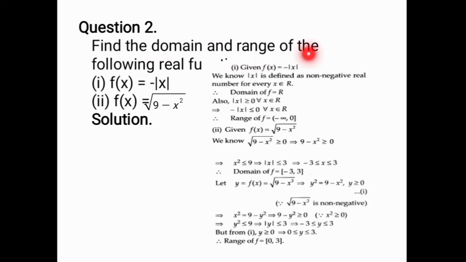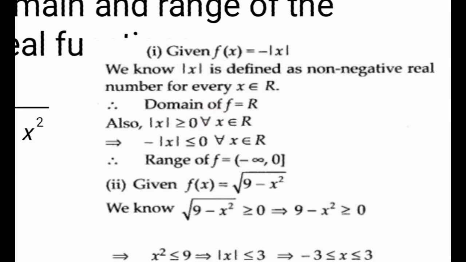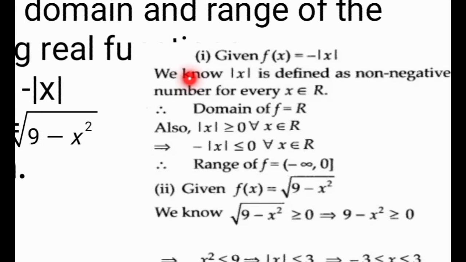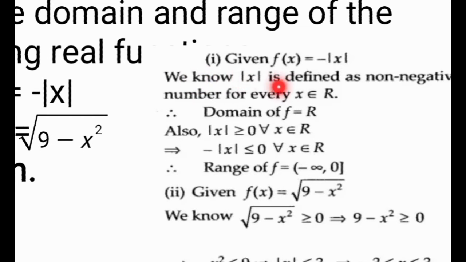Find the domain and range of the following real functions. Given f(x) = -|x|. And f(x) = square root of (9 - x²). See, given f(x) = -|x|. Modulus of x means it is always positive. We know modulus of x is defined as a non-negative real number for every x belongs to R.